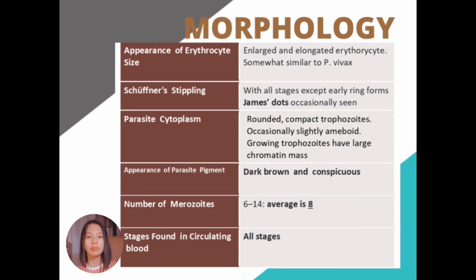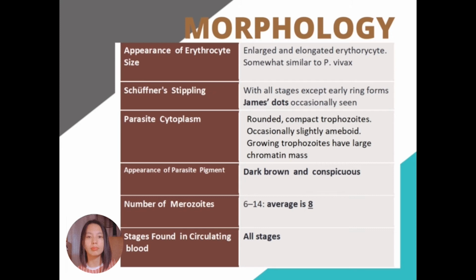When you are infected with Plasmodium ovale, the erythrocyte appears enlarged and elongated, somewhat similar to Plasmodium vivax. Its stippling is present in all stages except the early ring forms, and the James dot is occasionally seen. The parasite cytoplasm is rounded, it has a compact trophozoite, and it is occasionally slightly amoeboid. The growing trophozoites have a large chromatin mass.